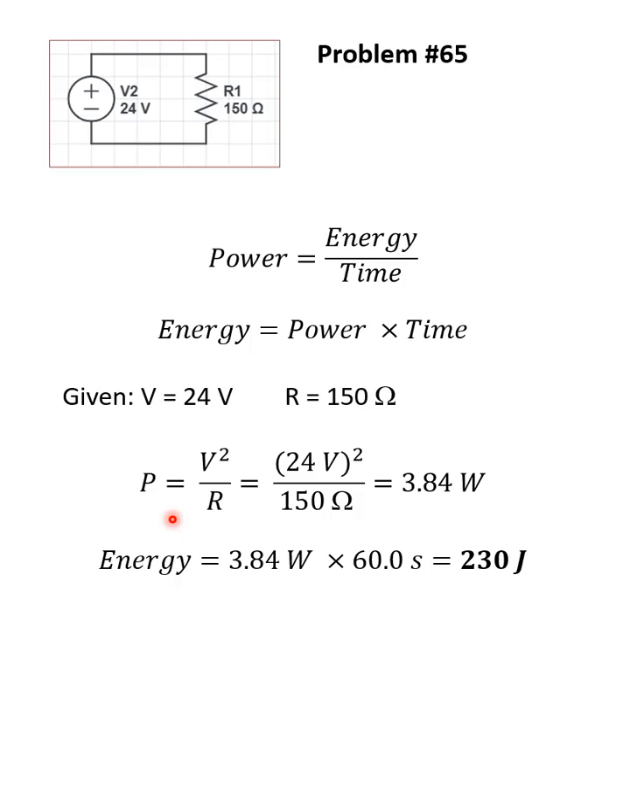So power is V squared over R. You can plug in the values. Don't forget to square that 24 volts. And we get a power of 3.84 watts. Now we're going to use the equation that energy is power times time. So 3.84 watts, and remember what a watt is. It's a joule per second. So 3.84 joules per second times 60 seconds, and that's going to give us 230 joules.